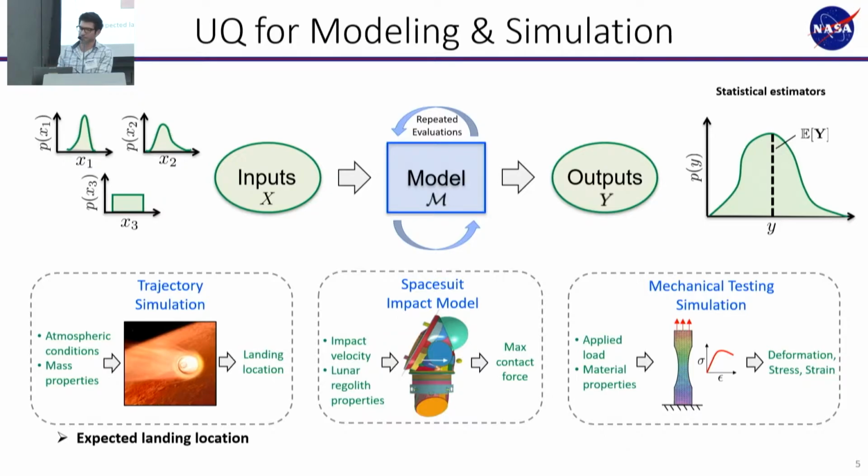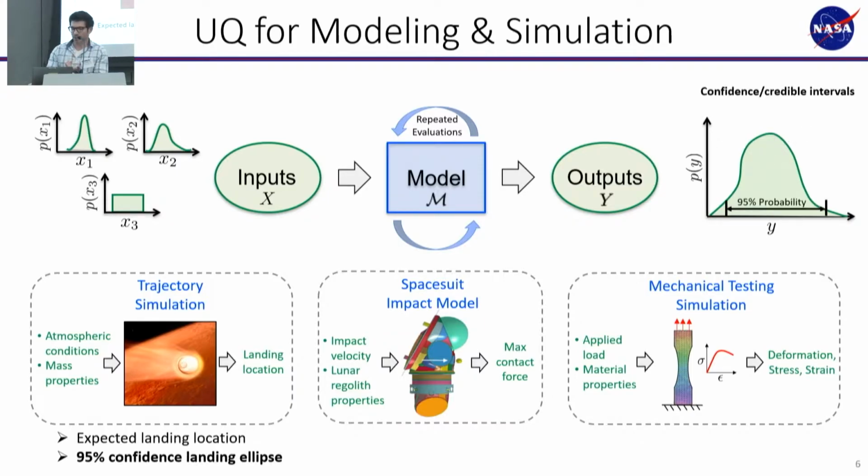So in a simple case, we might be interested in just statistical estimators like the expected value. So what is the expected behavior of our system under uncertainties in some of the input parameters? We'll consider that in trajectory simulation later in the examples, looking at predicting the expected landing location for a reentry vehicle. We also might want to put together confidence or credible intervals for our quantity of interest, so identifying something like the 95% confidence interval or the confidence landing ellipse when we're considering trajectory simulation in a landing location.